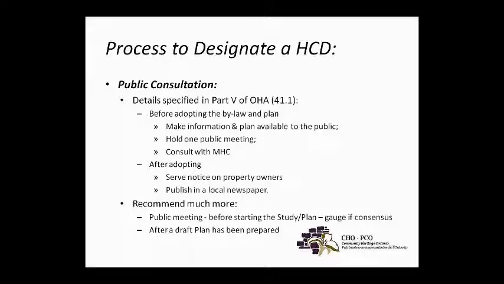In Part 5 of the Ontario Heritage Act, it requires public consultation before adopting the bylaw and plan. So under the Act, you have to make the information plan available to the public. You must hold one public meeting, and you must consult with the Municipal Heritage Committee. So that's the extent of public consultation under the Ontario Heritage Act. One public meeting. After the plan is adopted, you serve notice on the property owners, so a notice will go out by mail and it's published in the local newspaper. That's the extent of public consultation under the Act.